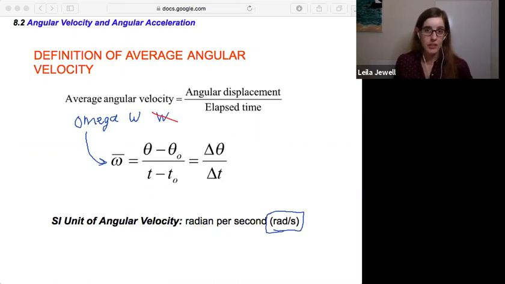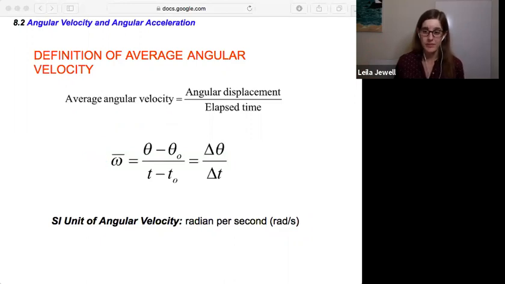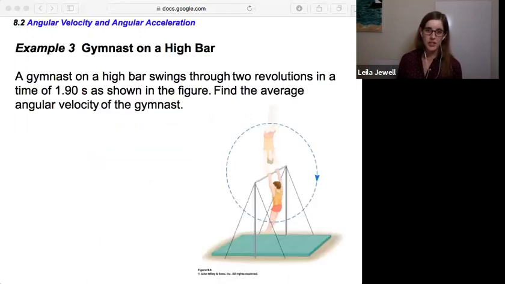So there we have it. This is following the same format as our standard linear velocity of displacement over time. We just now have some funnier variables to work with. Let's check an example of this, a gymnast on a high bar. A gymnast on a high bar swings through 2 revolutions in a time of 1.9 seconds as shown in the figure. Find the average angular velocity of the gymnast.